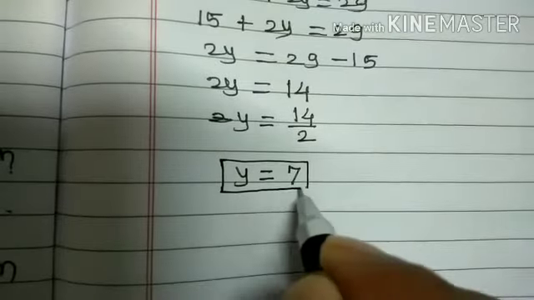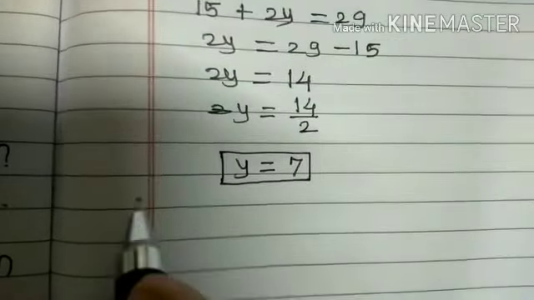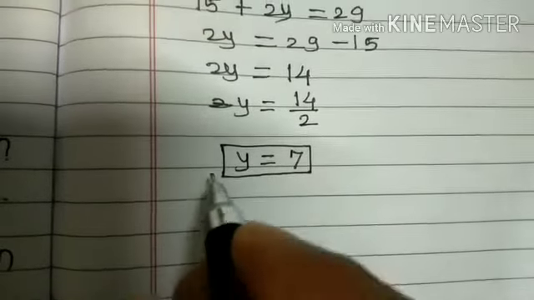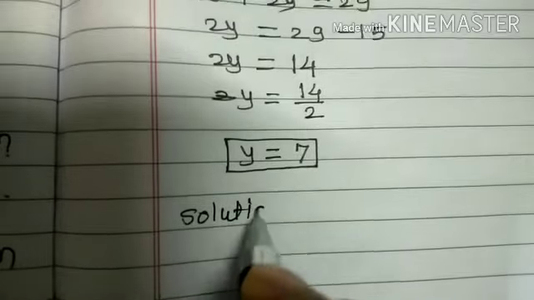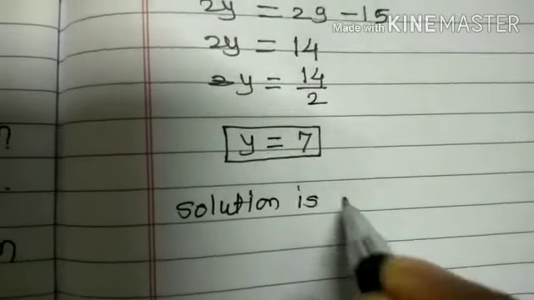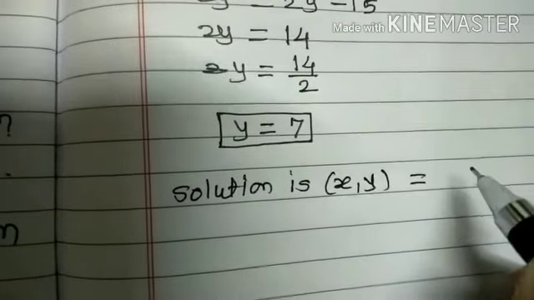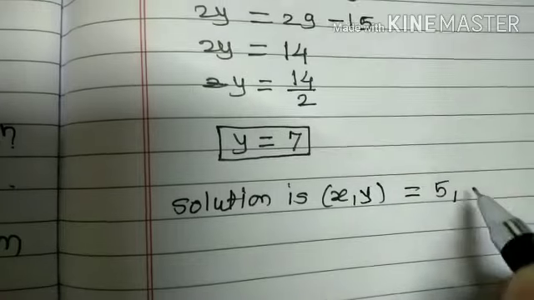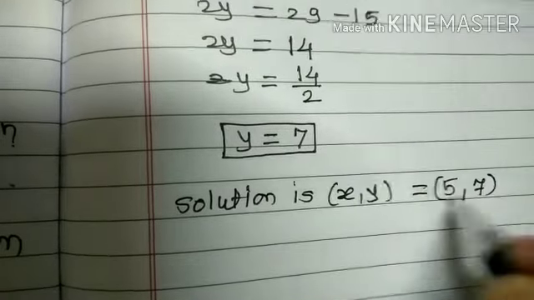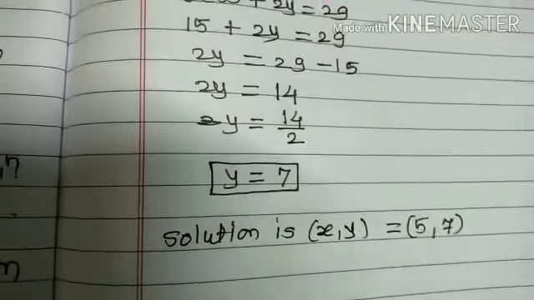This is the other variable's value found, and hence the solution is x, y is equal to 5, 7. In this way this example is solved.